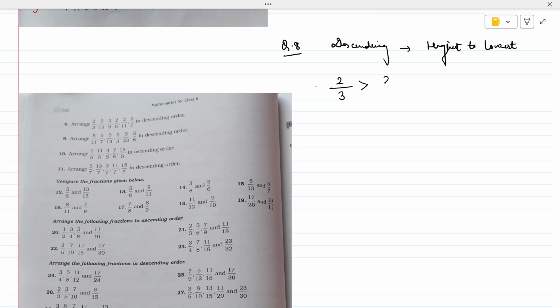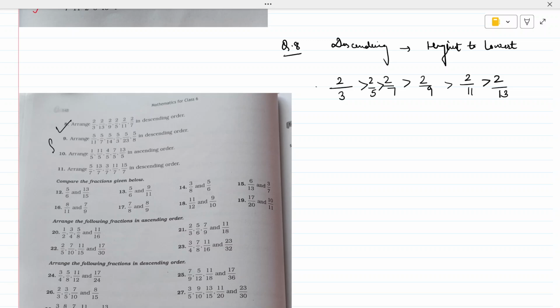After that we have 2 by 7. Then we have 2 by 9. Sorry, not 9. Here I have missed 2 by 5, kids. So 2 by 3, 2 by 5, 2 by 7, 2 by 9, 2 by 11, and 2 by 13. This is how we have to arrange them.